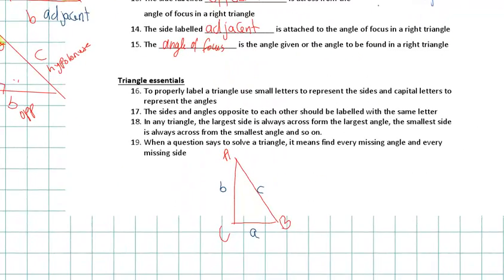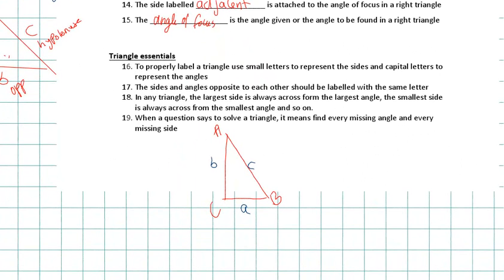When the question is asking you to solve a triangle, it means it wants you to find every single angle and every single side. The question will be solve, and you're going to have to find everything in that triangle. Angles and sides. Is that clear?